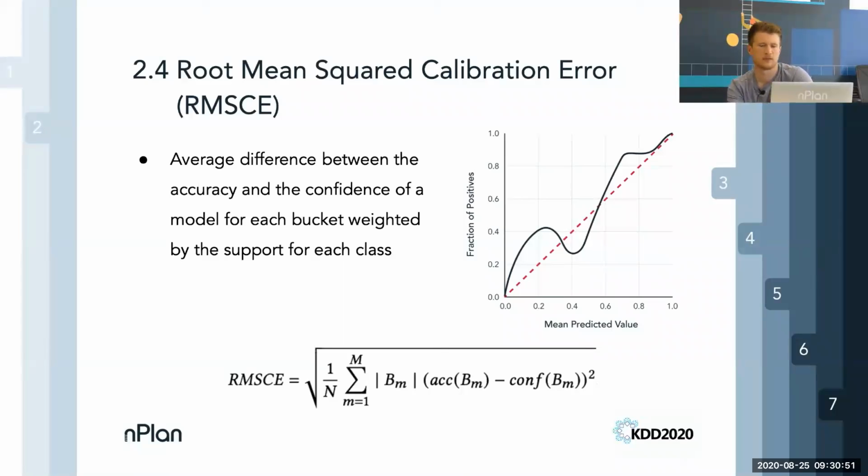But if we take too many, then we can't get an accurate fraction of positive values. So there needs to be a sort of balancing act going on here about taking the right number of buckets to get a good fidelity on the reliability diagram, and also being able to see something useful out of it in terms of how calibrated your model is.